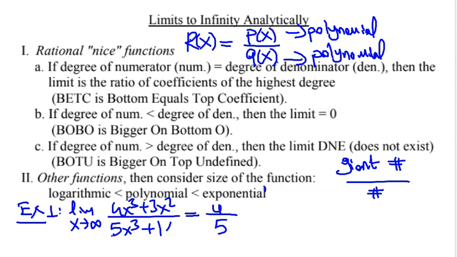And the last case, if the degree of numerator is bigger than the degree of denominator, then the limit is going to be equal to either infinity or negative infinity. Actually, that depends on whether x approaches infinity or negative infinity.